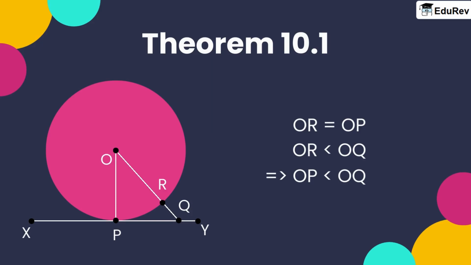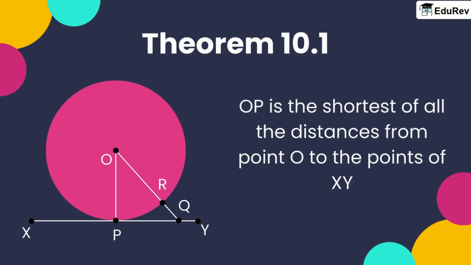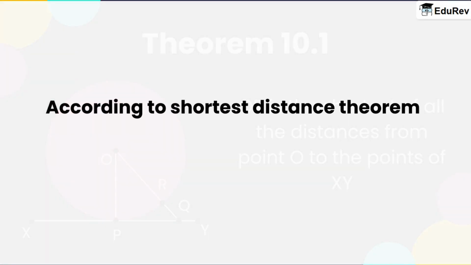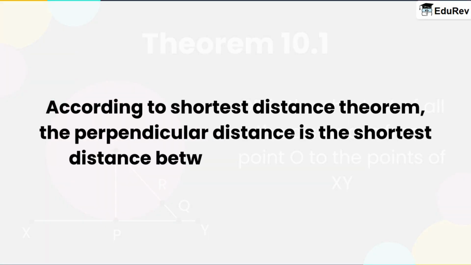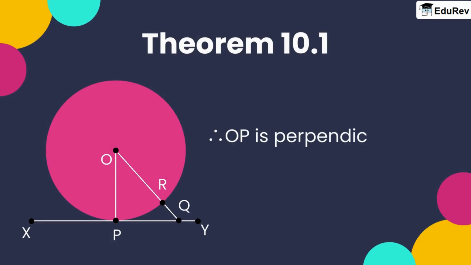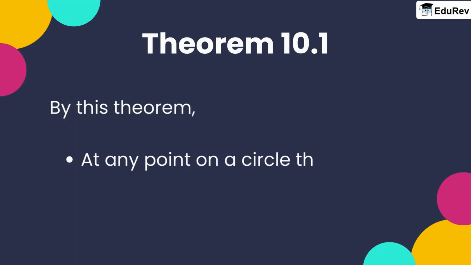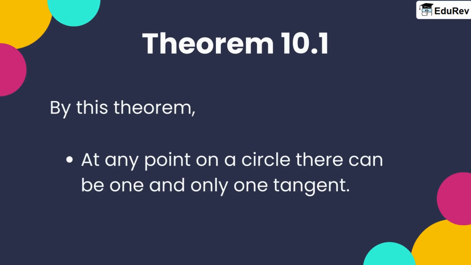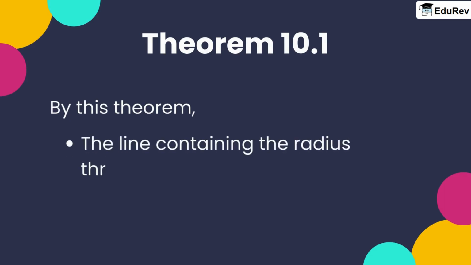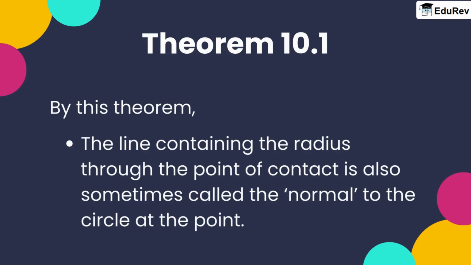Since this happens for every point on the line XY except the point P, OP is the shortest of all the distances from point O to the points of XY. According to the shortest distance theorem, the perpendicular distance is the shortest distance between a point and a line. So OP is perpendicular to XY. Hence, proved. By this theorem, we can also conclude that at any point on a circle there can be one and only one tangent. And the line containing the radius through the point of contact is also sometimes called the normal to the circle at the point.